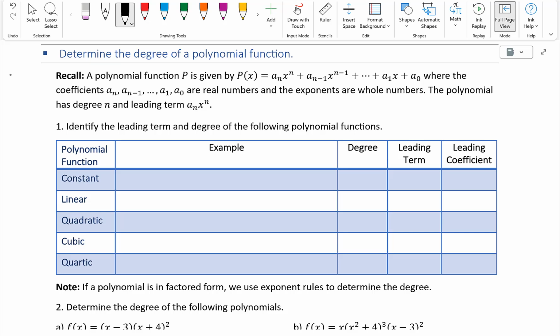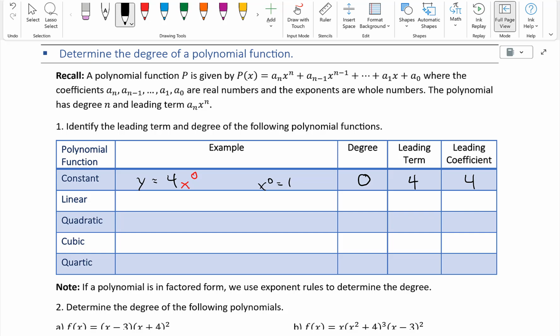So for one, we're just going to throw out some examples. We're going to identify the leading term and degree of the following polynomial functions. We start with a constant function. Instead of doing y equals c, we can just say y equals 4. If you want to think of it as having a degree, it'd be a 4x to the 0 term, because we know x to the 0 is equal to 1. So that wouldn't affect the value at all, but we can get the degree from it. That a sub n x to the n, our n here would be 0, so a constant has degree 0. Its leading term is the only term, that 4, and the leading coefficient is the 4 as well.